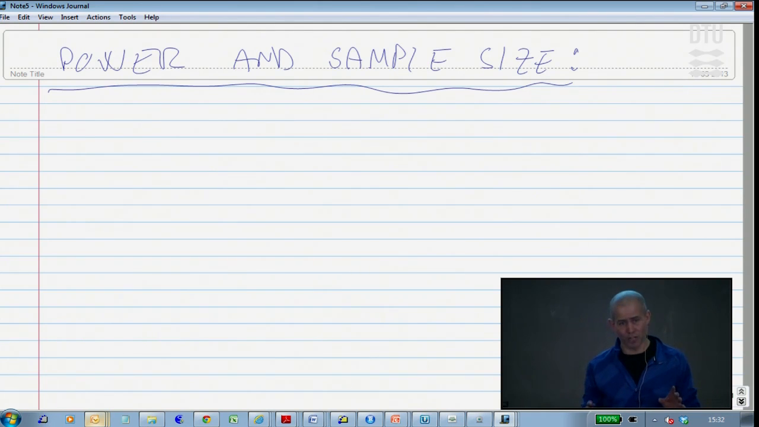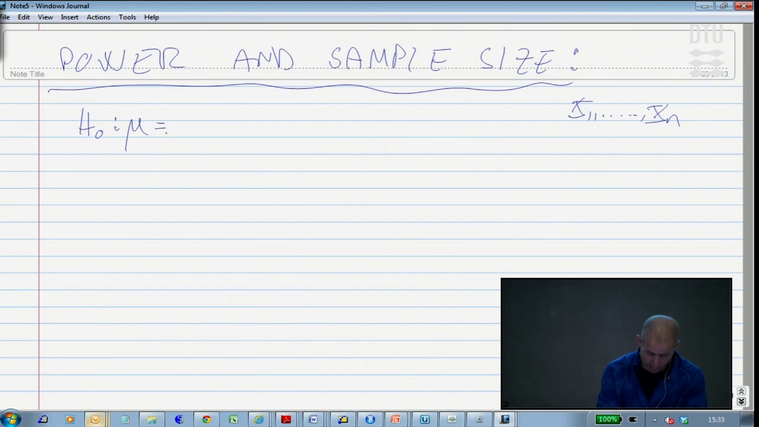I'll do it in just one context, and the context I'm in is the one sample situation. So I would think about the situation where we're going to perform an experiment with just a single sample of data, and we are interested in something related to the mean. So the hypothesis would be that the mean, mu, equals some mu 0, and for the concept, I choose a one-sided alternative.